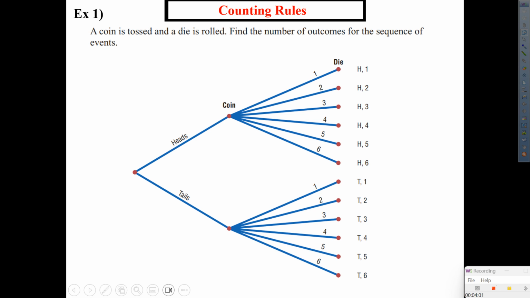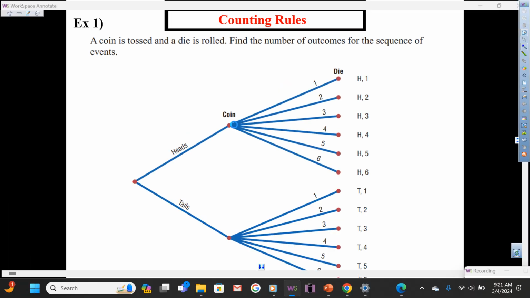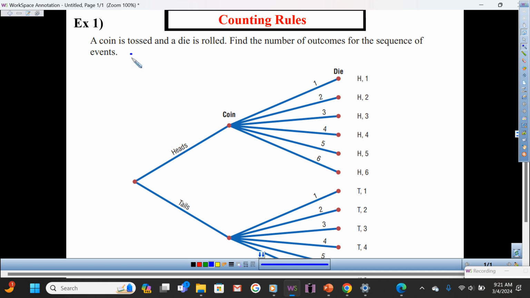Don't copy the tree diagram. I'm just showing you where we're headed with this. But copy the actual problem. Example 1: a coin is tossed and a die is rolled. Find the number of outcomes of the sequence of events. And right there, write 12. Okay? All right. So we wrote for this one 12 outcomes.